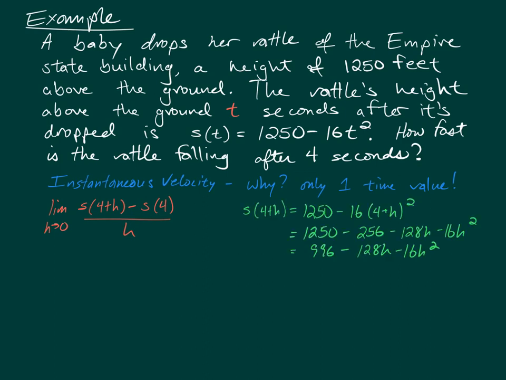The first thing that needs to be done here is that s of 4 plus h needs to be evaluated. And when you substitute 4 plus h in for t, and FOIL this binomial out, and multiply everything inside by negative 16, and combine like terms, you'll end up with this right here.